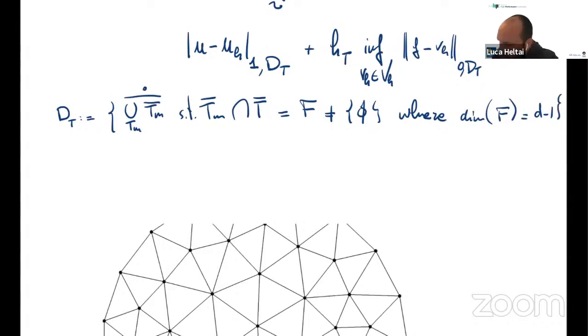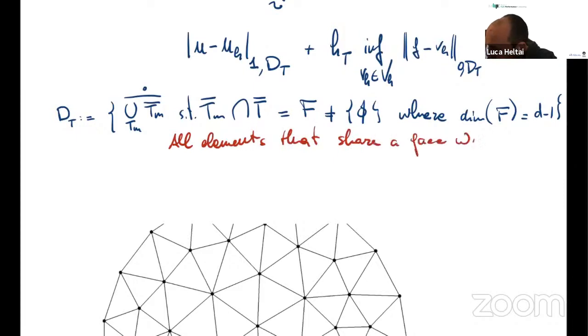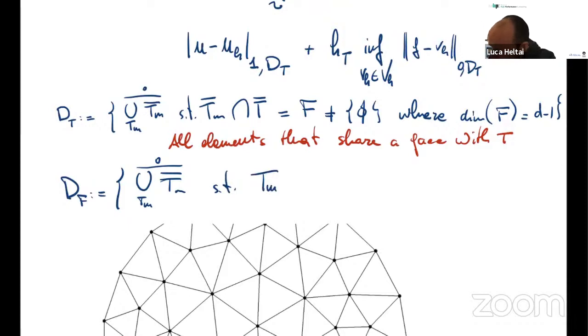So basically, these are all elements that share a face with T. Okay. And similarly, I will define D_F as the union of T_m of the closure of T_m, and take the interior part, such that T_m1 intersected T_m2 closure is exactly equal to F.